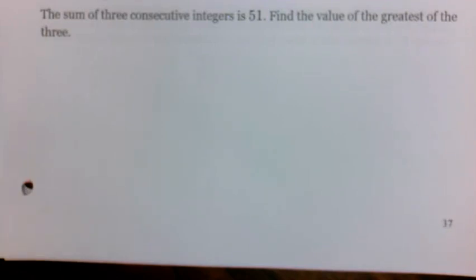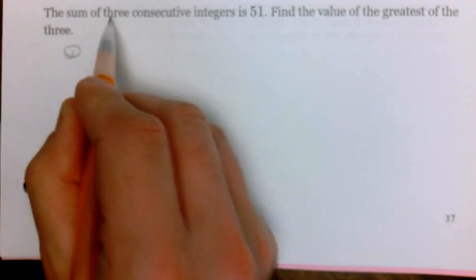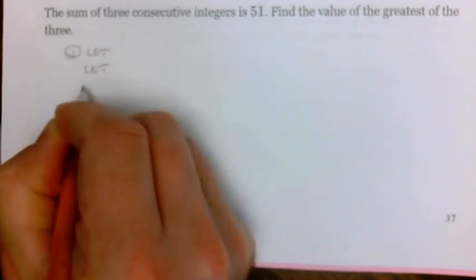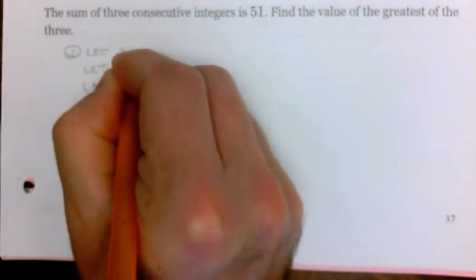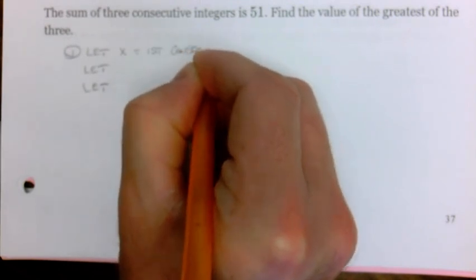In our next example, we're told that the sum of three consecutive integers is 51. They want us to find the value of the greatest of the three. So again, I'm going to start off by writing my let statements, and it's three consecutive integers, so I'm going to make three let statements again. My first integer, I don't know its value, so I'm just going to call it x. Let x equal the first consecutive integer.